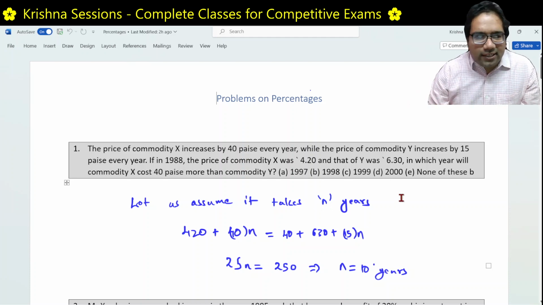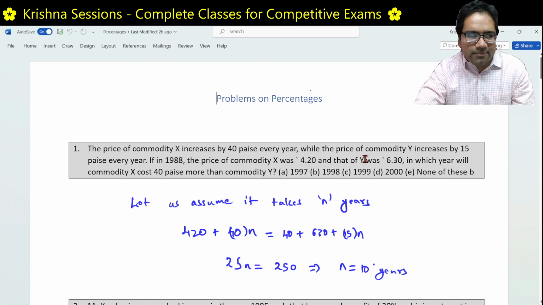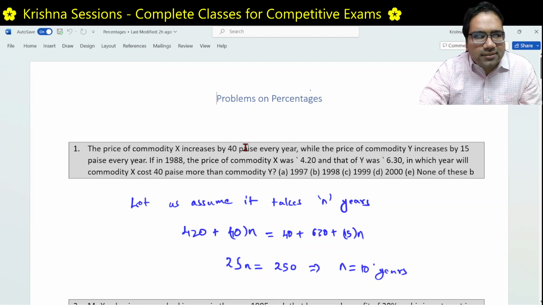Let's assume it takes n years for the price of commodity X to surpass the price of Y by 40 paisa. Then what does that mean? The price of X is starting in 1988 at 4 rupees 20 paisa, that means 420 paisa. 420 paisa plus every year 40 paisa is getting added, so plus 40 into n years. This should be equal to Y's 630 paisa. 630 paisa was for Y. Every year, how much is getting added? 15 paisa is getting added.